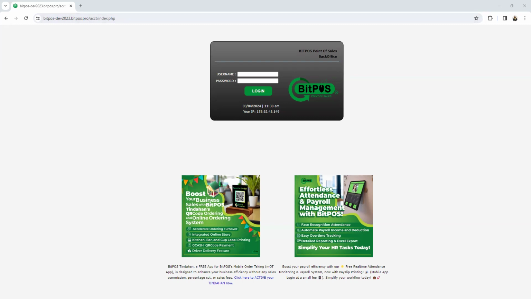So first, you access the back office. We're already here in the back office. You can type the username and your password. Click this login.